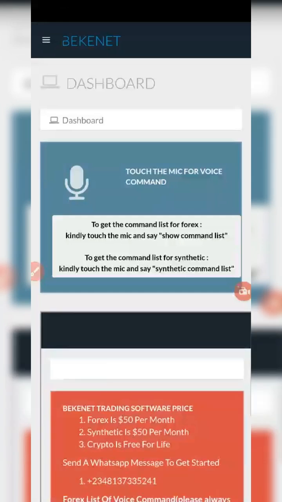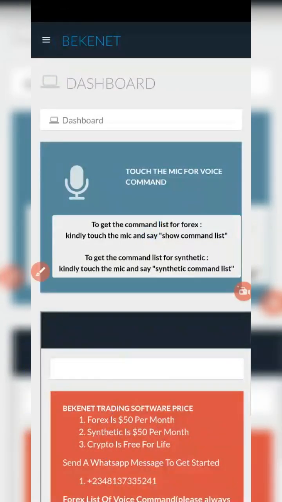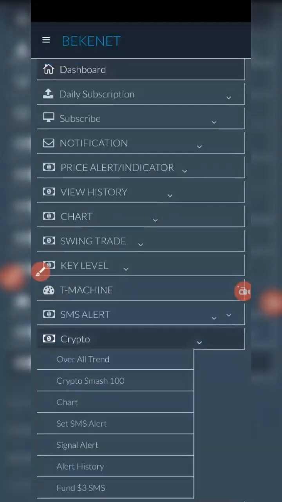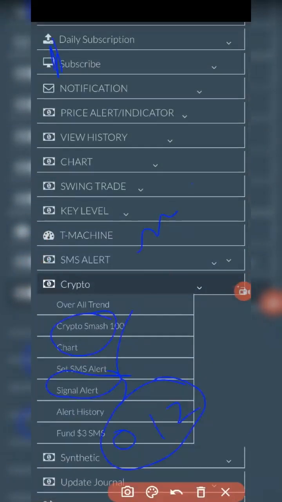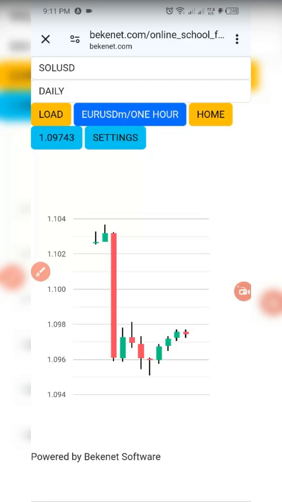I'll click this three line again at the top. Just go to my crypto. Click on charts. Look at it here, charts. I'll click on this chart, and it will load all the pairs you're seeing. Where did we see our signal? We got our signal from BTC.